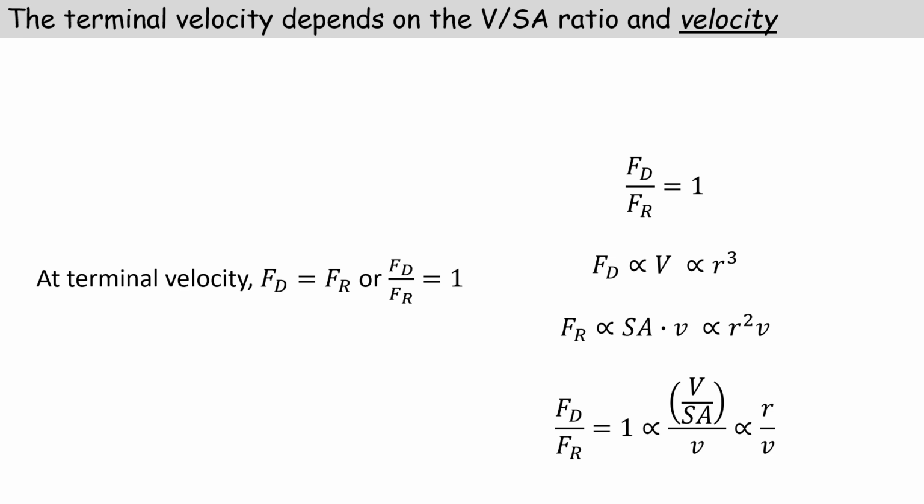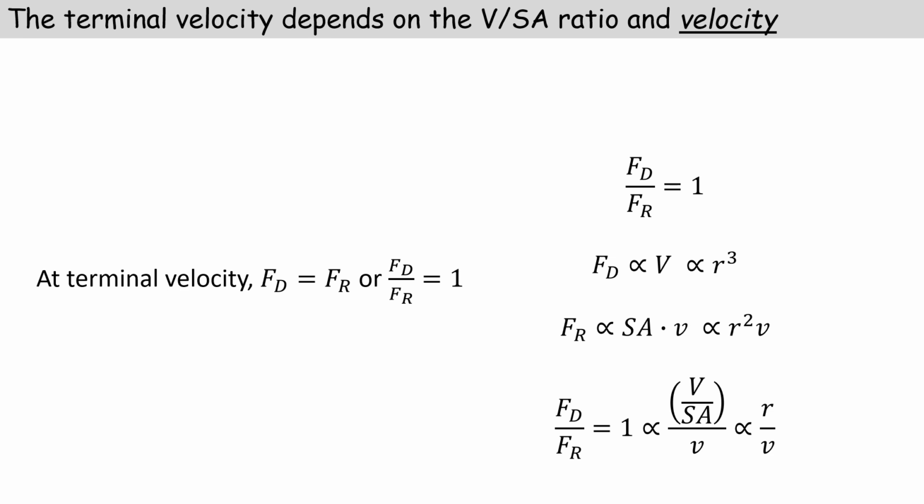that the ratio is proportional to the volume to surface area ratio divided by the velocity. Or, since the volume to surface area ratio is proportional to the radius for a sphere, r, the ratio of driving force to resisting force is proportional to the radius divided by the velocity. We've already established that the volume to surface area ratio gets bigger when an object gets bigger.